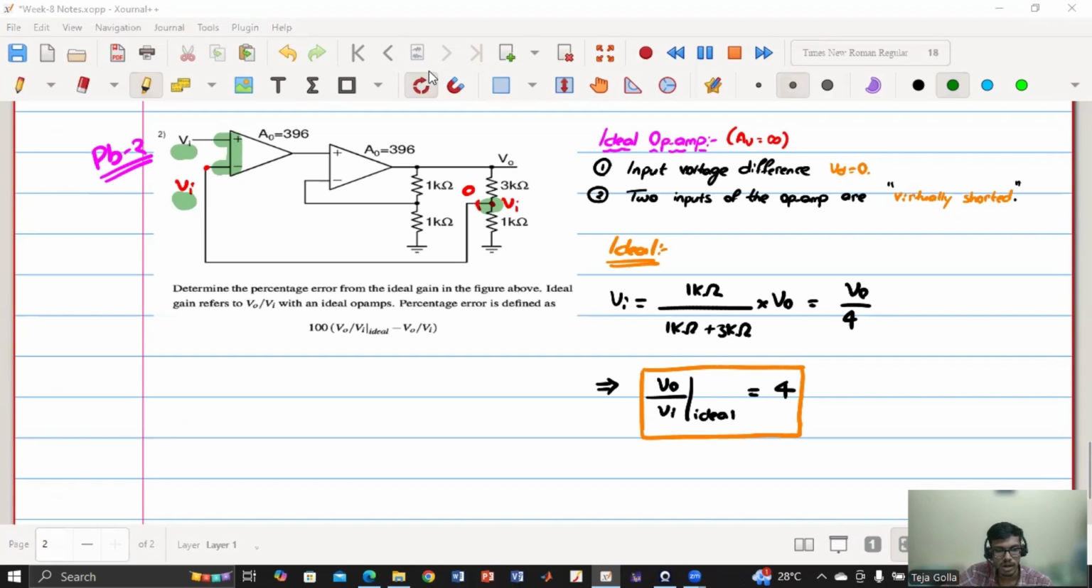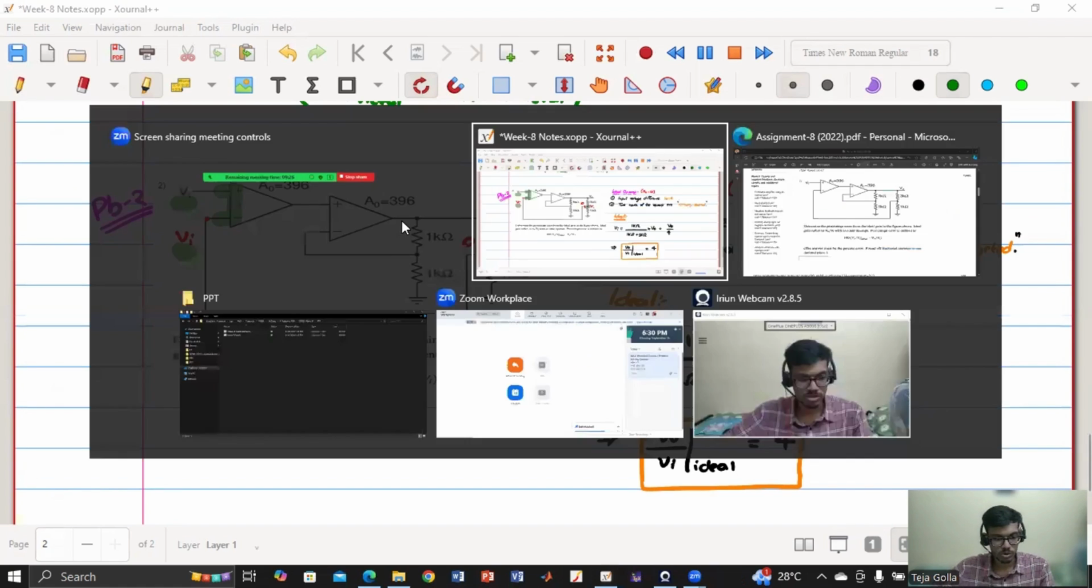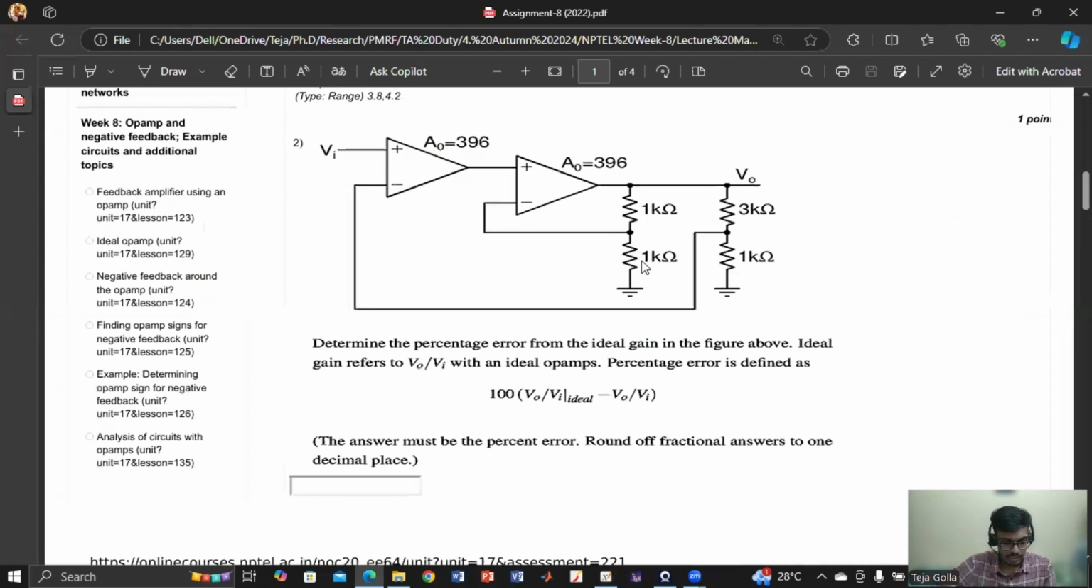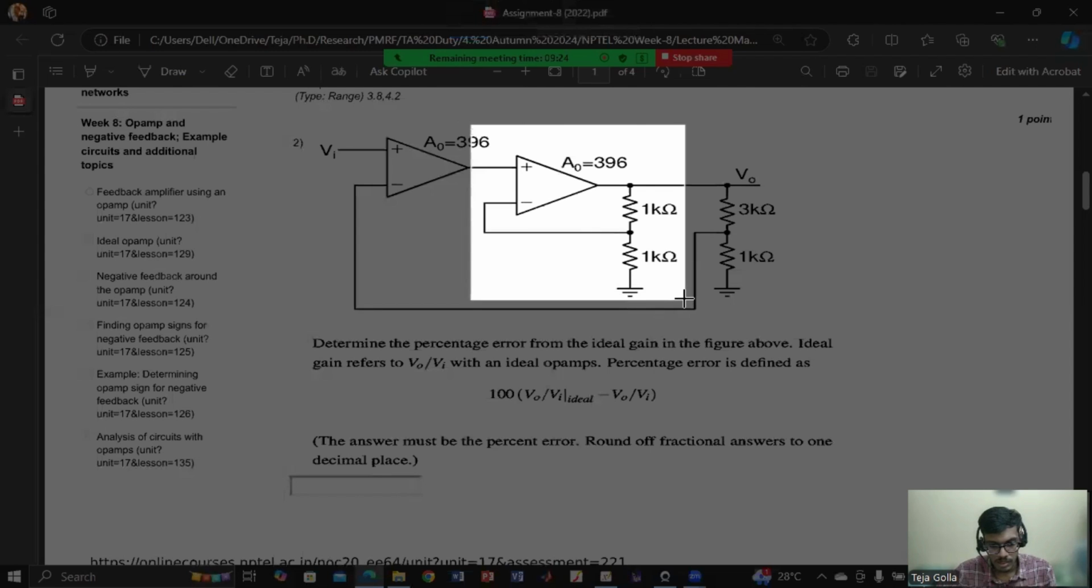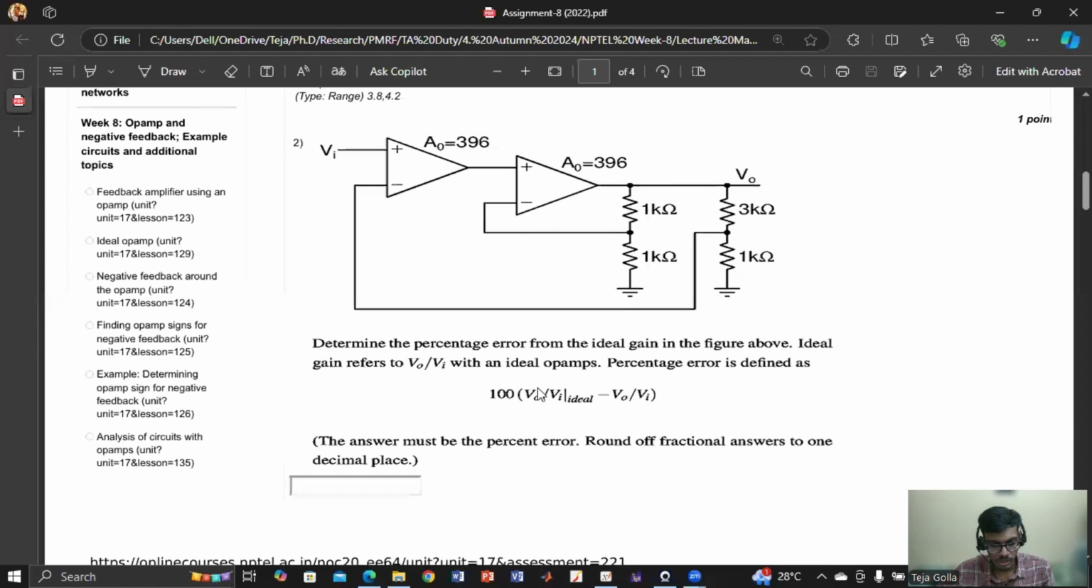Lokesh, is that clear? For the ideal case, how we are getting this? Yes, sir. Okay. So for the non-ideal case, we'll start one by one. First, we have to do the internal one. So let me consider the internal one. Let us go back here to the question, and I'll consider the internal circuit only.